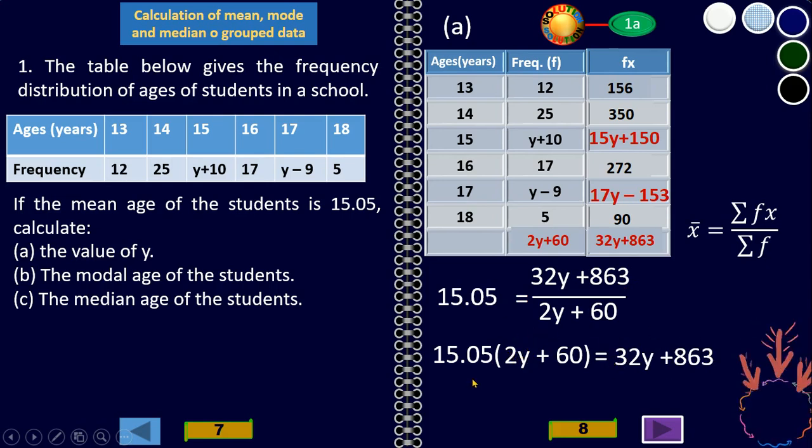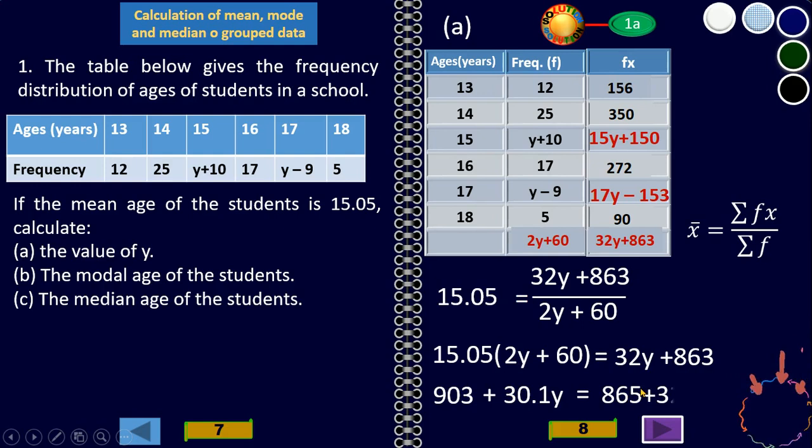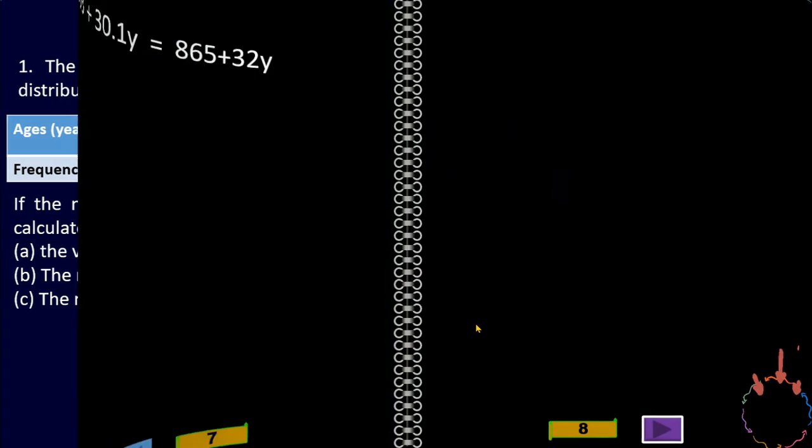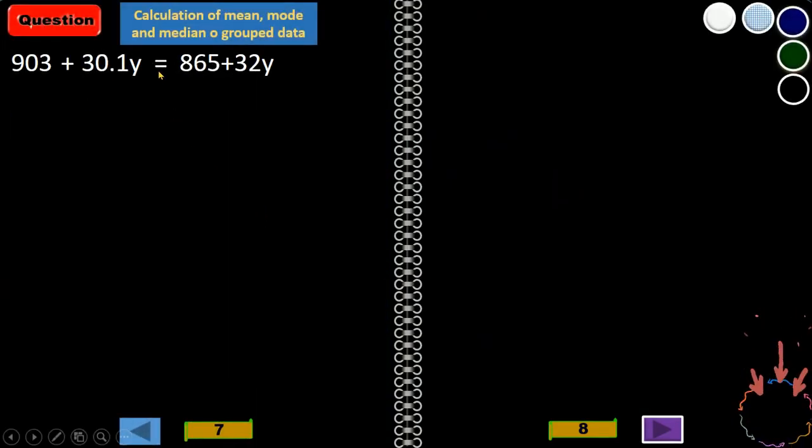On removing the bracket here, this multiplied by 6 will give me 903, and this multiplied by 2y will give me 30.1y. On the right hand side, we have 32y also and 865. Then we're going to collect like terms, but we're going to take this to the other side to continue our calculation. So we have this.